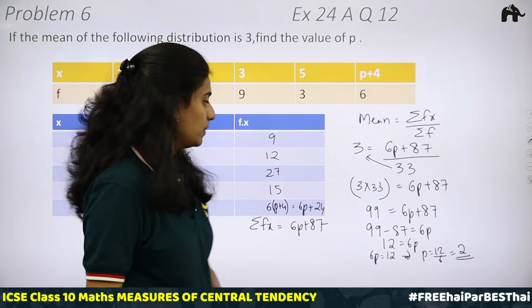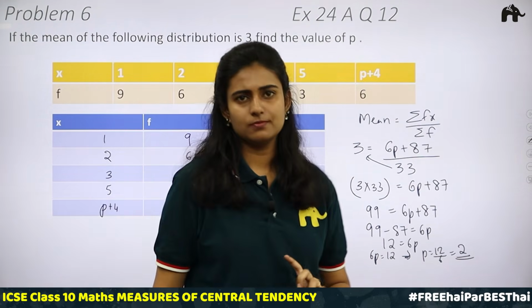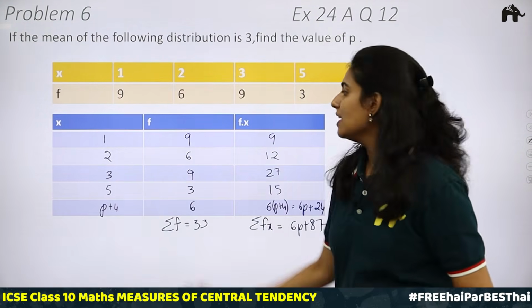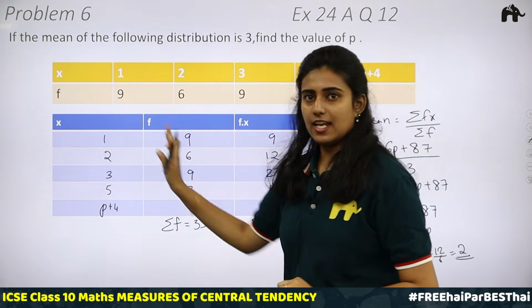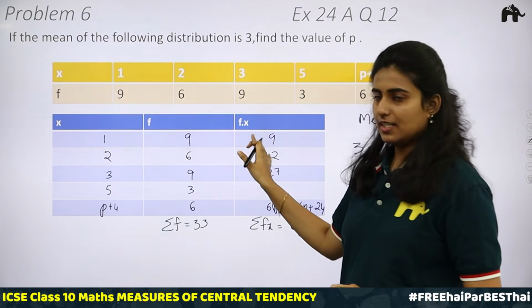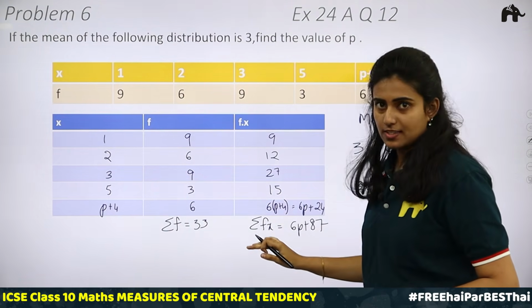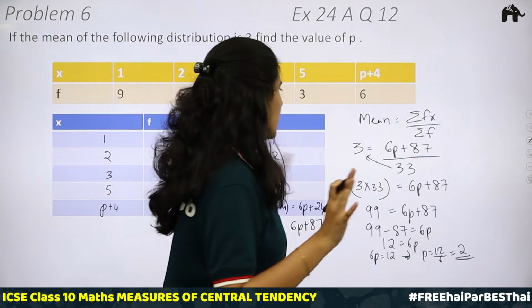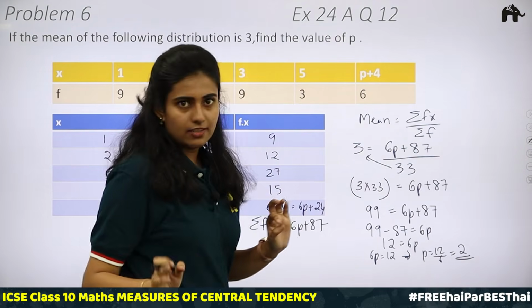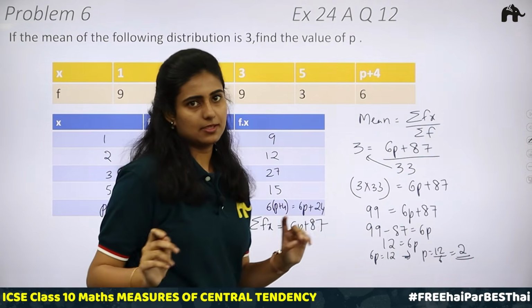Okay, the value of p is equal to 2. Very simple, right? So, make a table with x and f, then find fx separately. After finding fx, take the sum of f, take the sum of fx. With this, find the mean. Mean value is already given. Cross multiplying, you will be getting the answer.